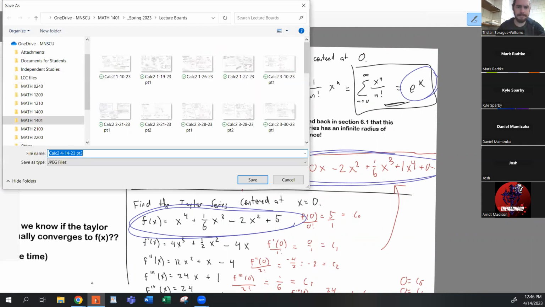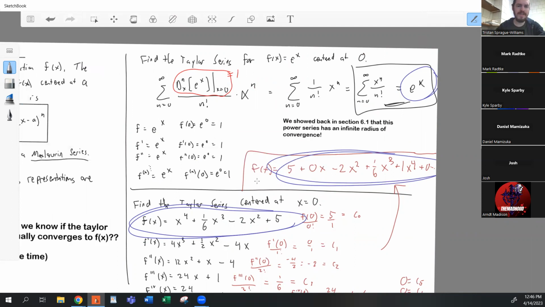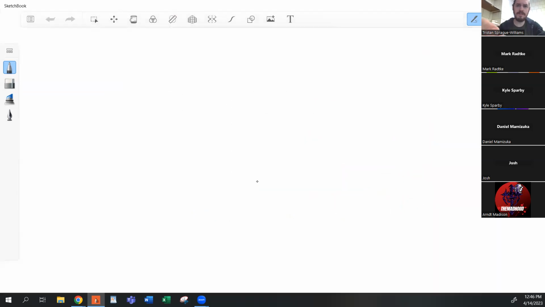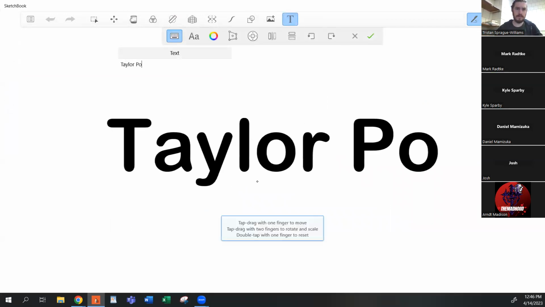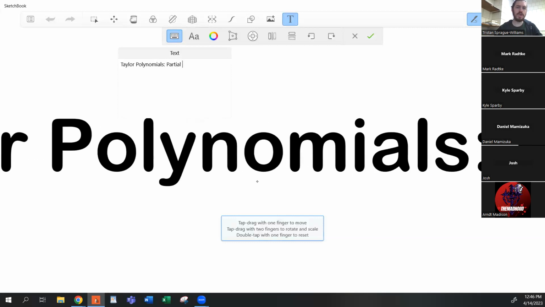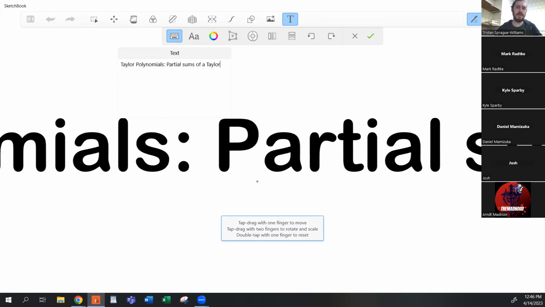Okay. There's a term that I've used a few times that you guys need to know. It's Taylor polynomials. These are the partial sums of a Taylor series.